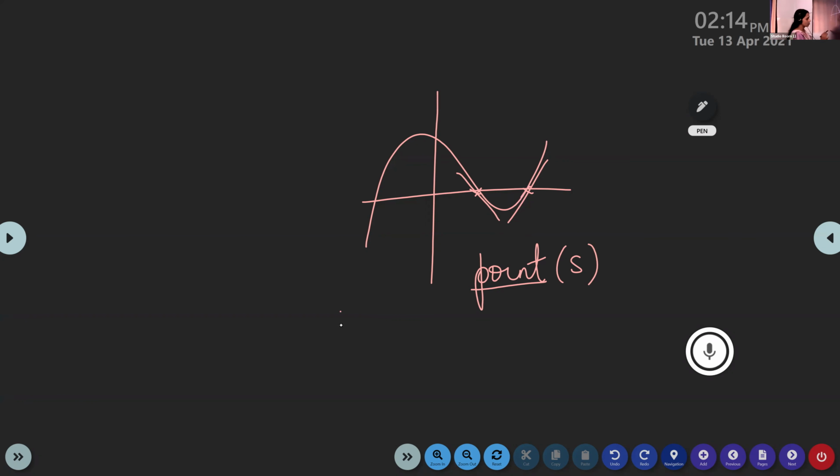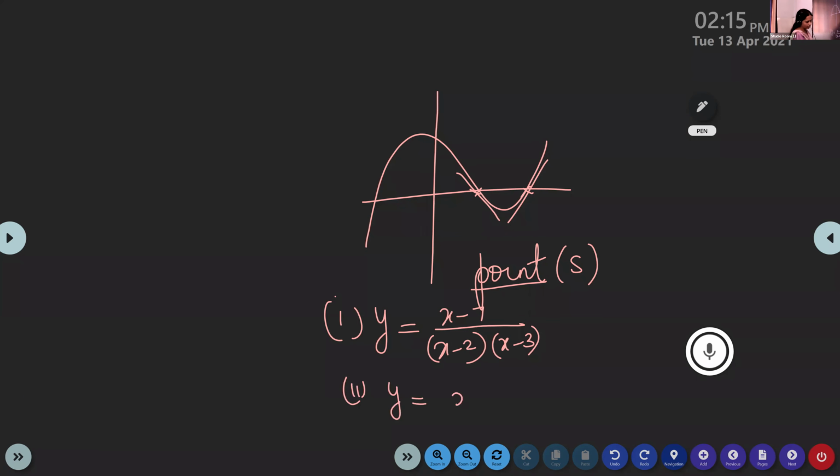So the curve in this one: two questions are there, two curves I'm going to do. In the first case, the curve is y is equal to (x minus 7) by (x minus 2) into (x minus 3). And in the second case, y is equal to (x cube minus 1) into (x minus 2).